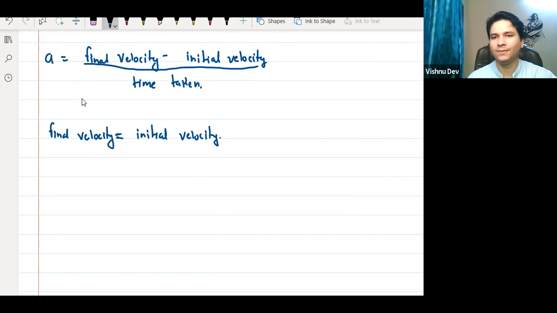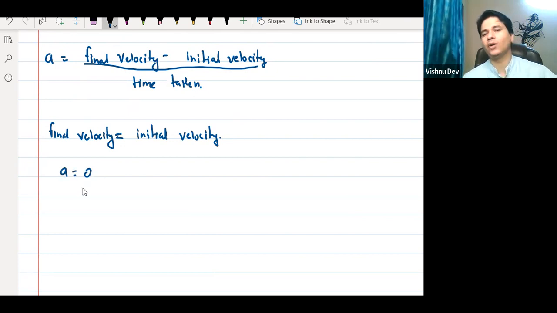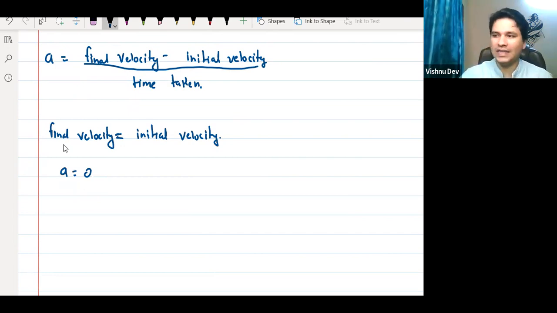Yes, very good, Nabil, very good, Anya. Shreya, correct. It will be 0. A will be 0, acceleration will be 0. Now think about it, it makes sense. If you're moving with the same speed, same velocity, do you need to use the accelerator? Tell me, do you need to use the accelerator?